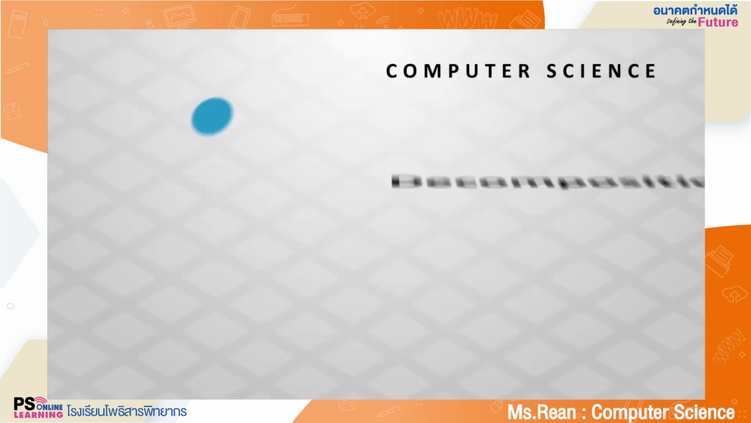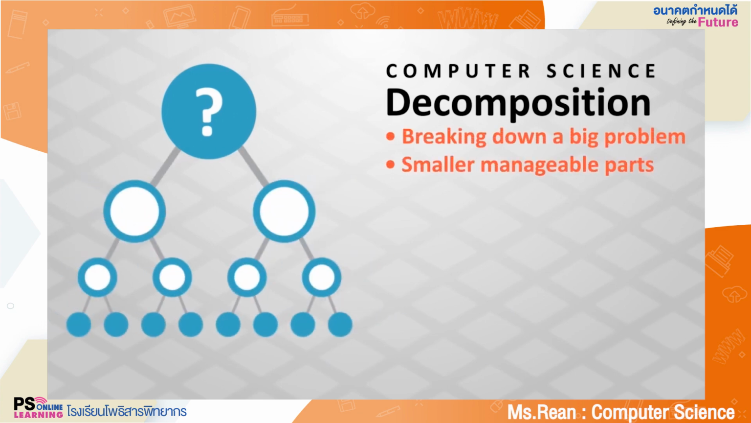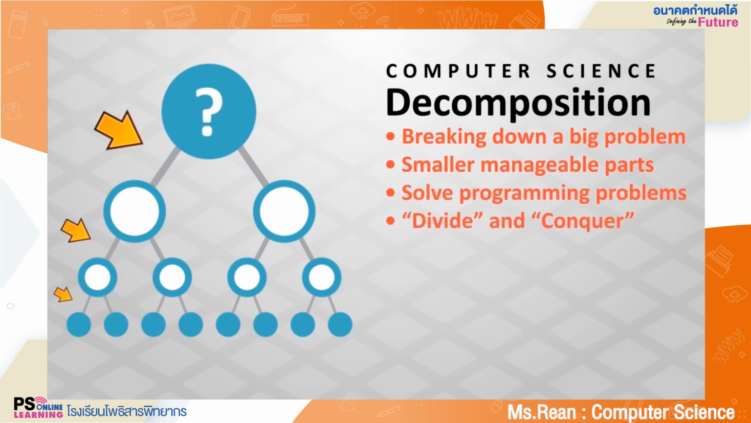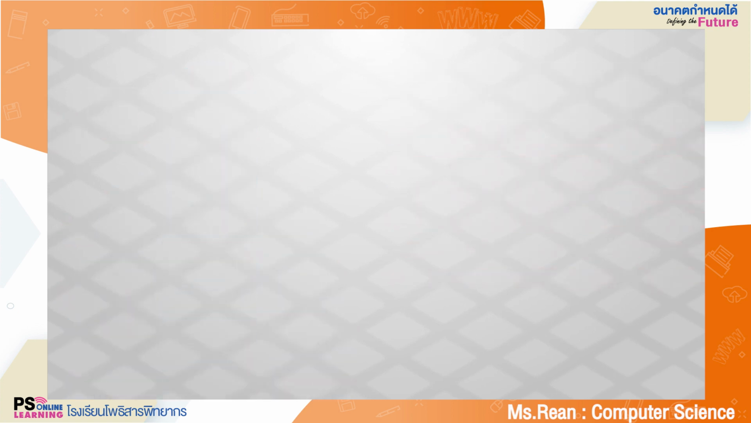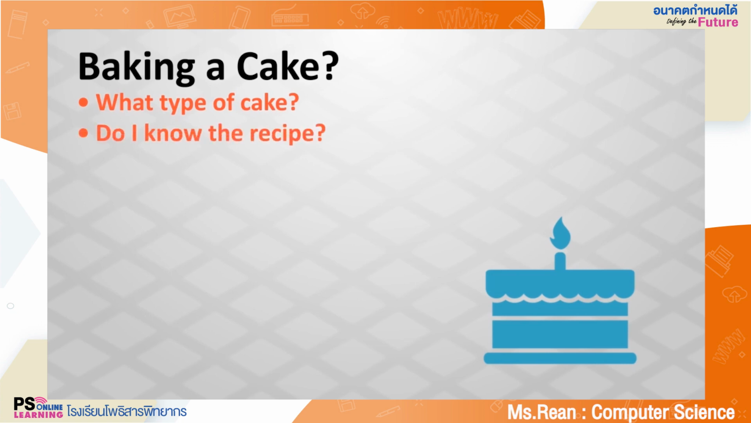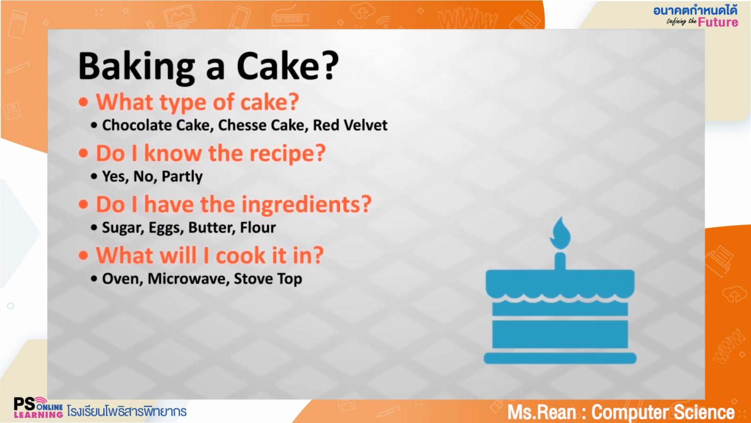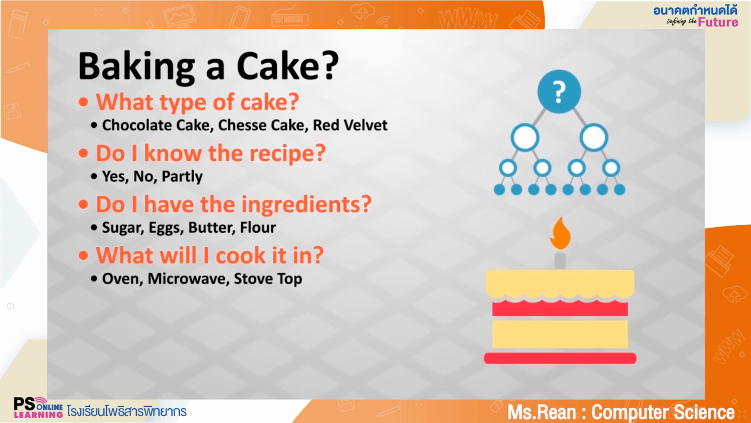In computer science, decomposition is the process of breaking a big problem into smaller, manageable parts. Although decomposition is a proven technique for solving programming problems, this divide and conquer methodology can also be used to solve other everyday types of problems. For example, if you were baking a cake, you would need to answer the following questions. What type of cake will I make? Do I know the recipe? Do I have the ingredients? What will I cook it in? The answer to these questions will lead to additional questions and tasks. But eventually, if you persist, breaking the large problem into smaller problems will enable you to bake your cake.